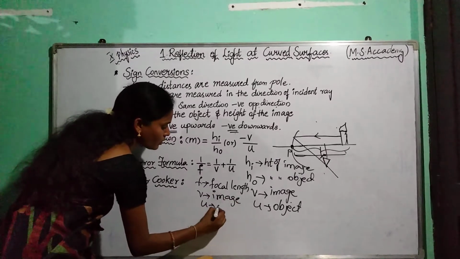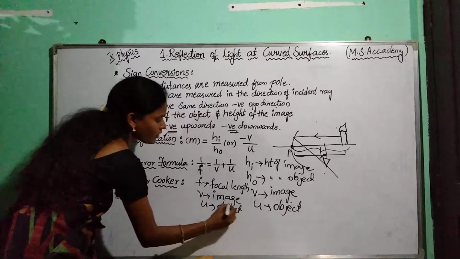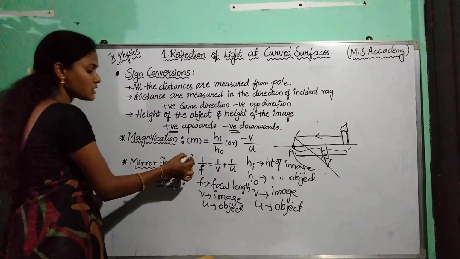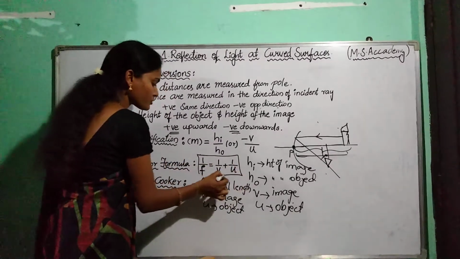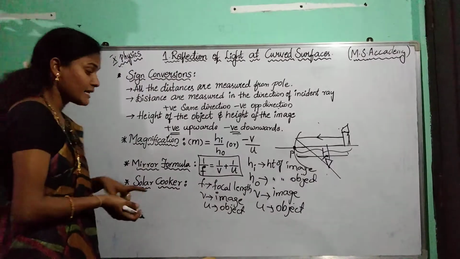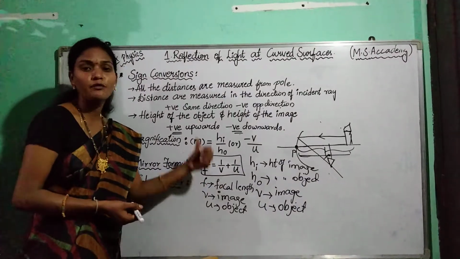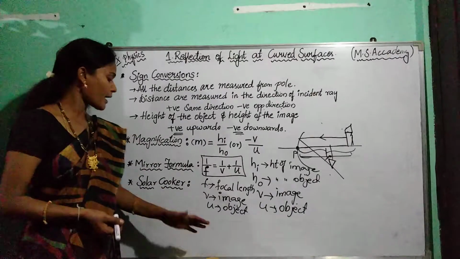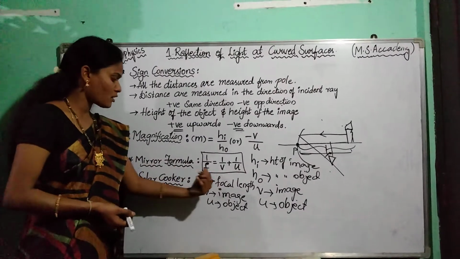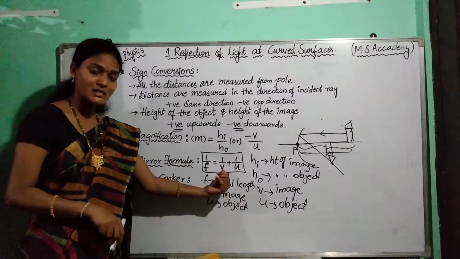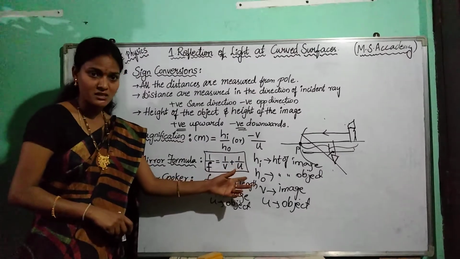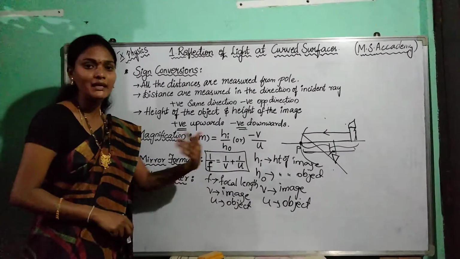U is nothing but object distance. Already I have written that. Okay, this is a very important formula in order to solve the problems. In this case, he will be giving you one ray diagram and he may ask you to calculate either the image distance, the object distance, or the focal length. Like that he may ask you.